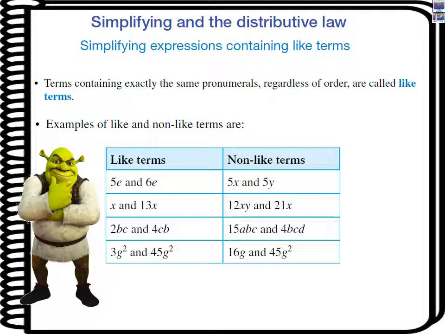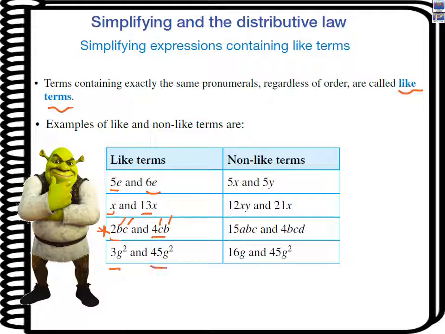Simplifying expressions. What do we need to know? What we're interested in is this thing called like terms. Like terms are things that are the same. 5e and 6e, they are both e's as the variable, so they are like terms. 1x and 13x's, like terms. 2bc and 4cb, they both have c's and b's. It's probably more correct to write them in alphabetical order like that, but it doesn't really matter. They've both got BC's as the variables, so they're like terms.